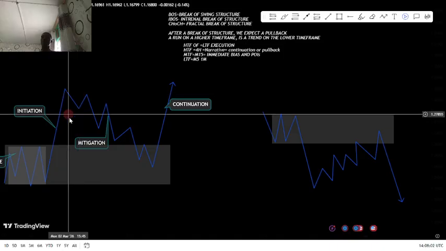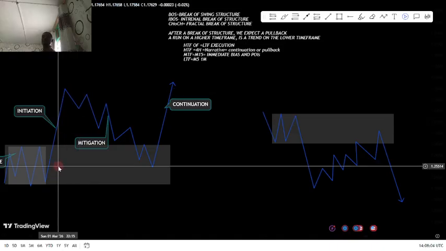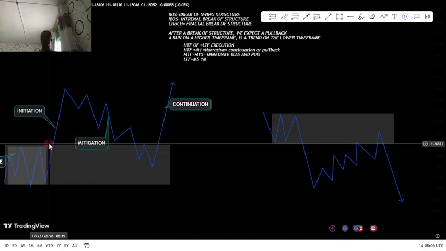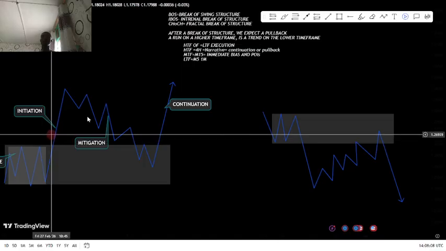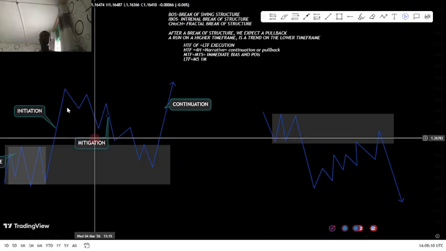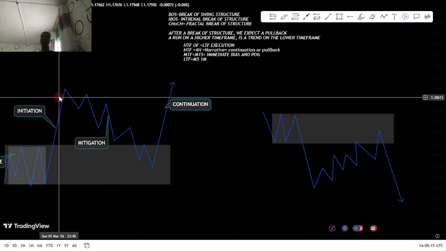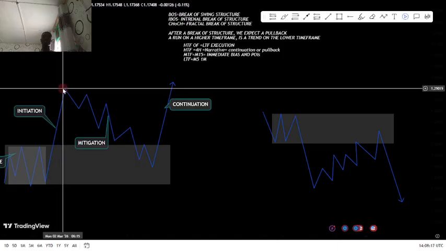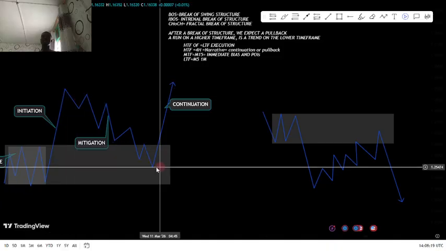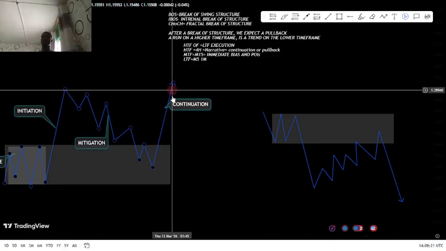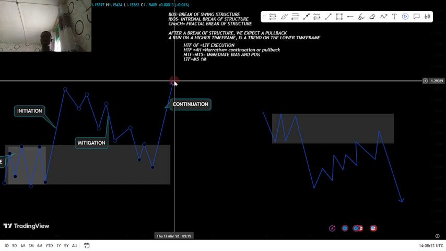Now, when you are playing against the trend, it means you are in a pullback phase, or a mitigation phase. When you buy within this range, you have to be quick to take your profit. You can hold your trades a little bit longer in the continuation phase.